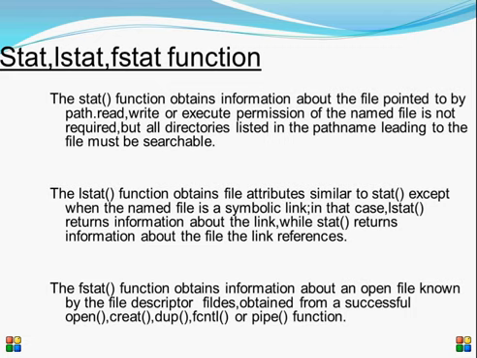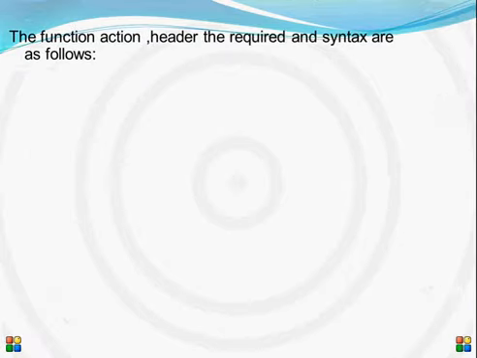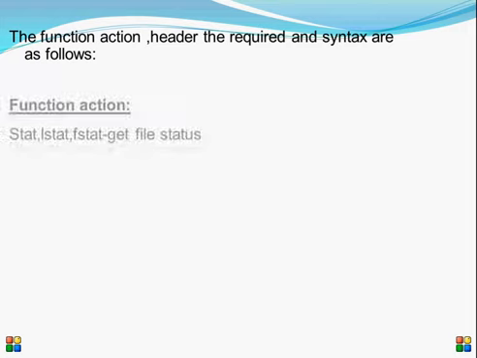Coming to the lstat. The lstat function obtains the file attributes similar to stat, except when the named file is a symbolic link. In that case, lstat returns information about the link, while stat returns the information about the file the link references. The last one is the fstat. It obtains information about an open file known by the file descriptor, fields obtained from a successful open, create, dup, fcntl function. Now let us see the function action, header file and syntax for these.